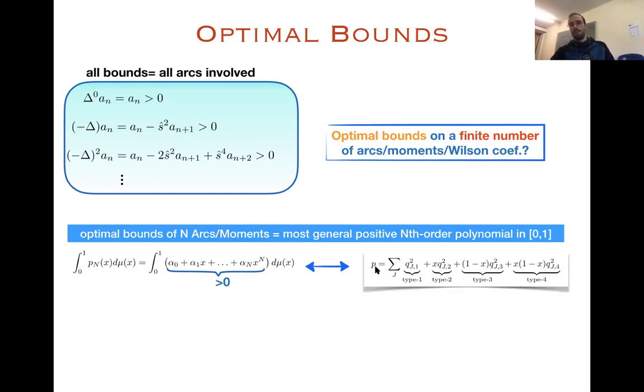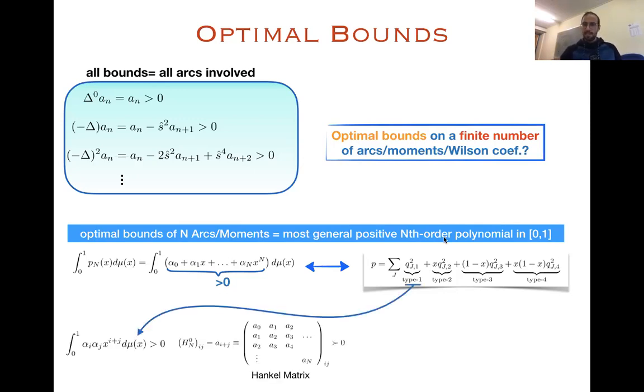Of course, a polynomial is positive if it's a square of a polynomial of half the order, or if it's a square of a polynomial of order (n minus 2) divided by 2 times a polynomial x, which is not a square but is positive between 0 and 1, or it's a square times 1 minus x, which is also positive between 0 and 1, or a combination of those. These four possibilities exhaust all of them.